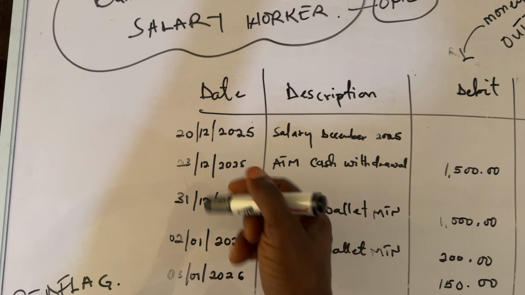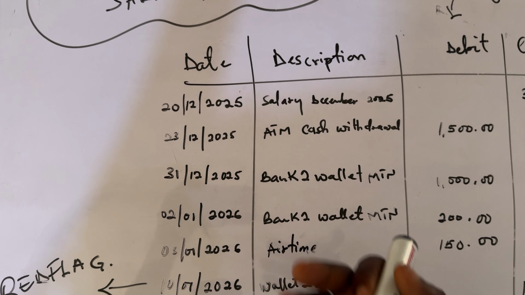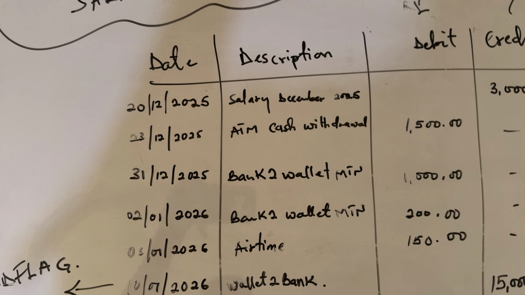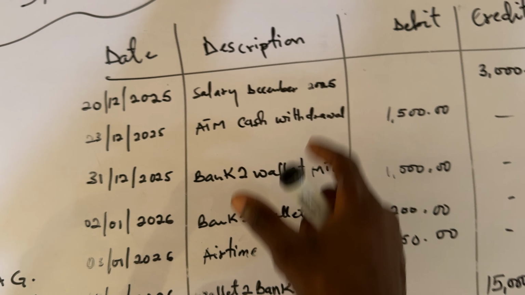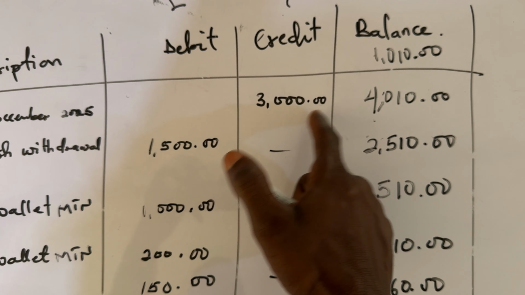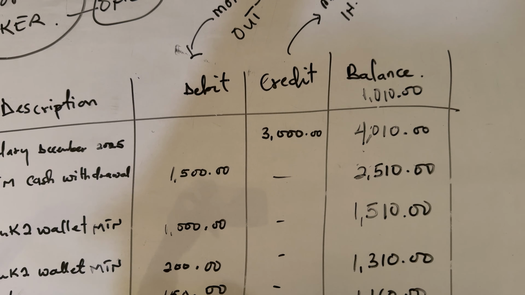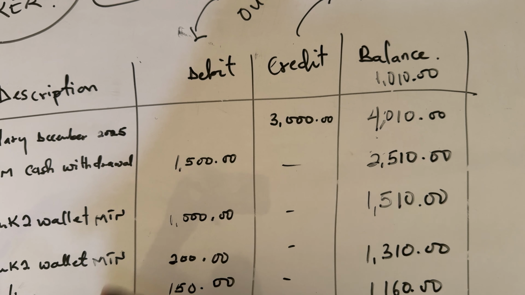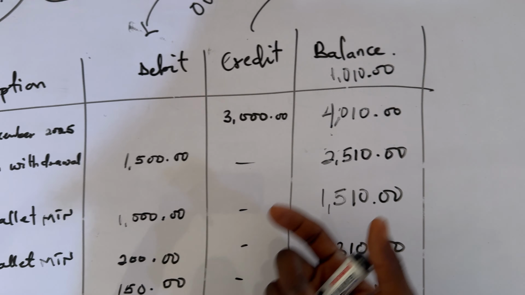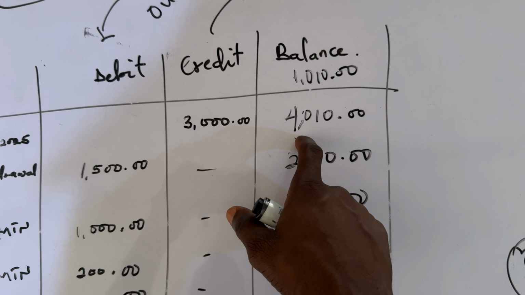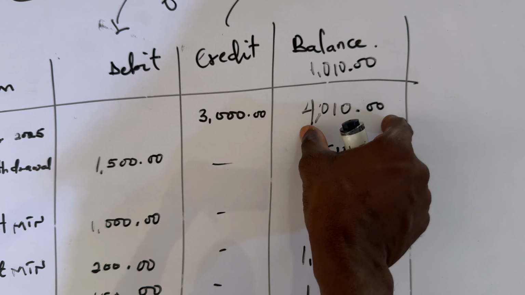Now, on the 20th of December 2025, we know that most companies normally pay their workers earlier before the Xmas period. So you receive your salary for December, assuming your salary is 3,000, whichever country you are watching from. Let me know in the comment section below the country you are watching from. You can put your currency there, or change this figure. So you receive 3,000 here, and your balance shoots up to 4,010. Assuming this is for Ghana, 4,010 Ghana cedis.